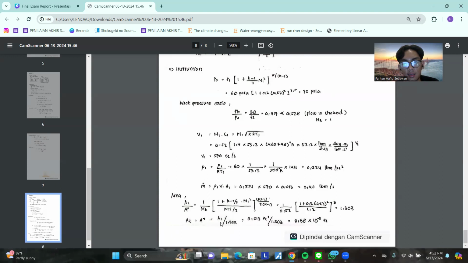So the AT, or A star, is equal to A1 per 1.303, and we conclude that the AT is 9.89 times 10 to the power of minus 3 square feet.